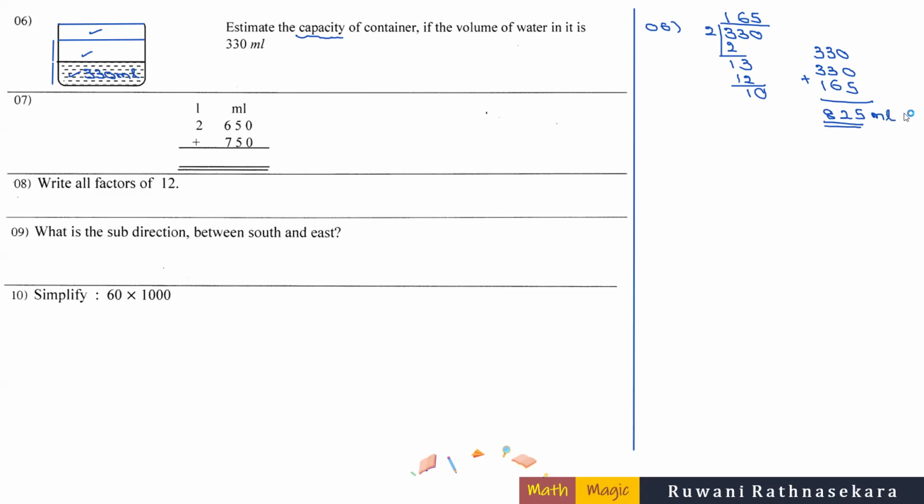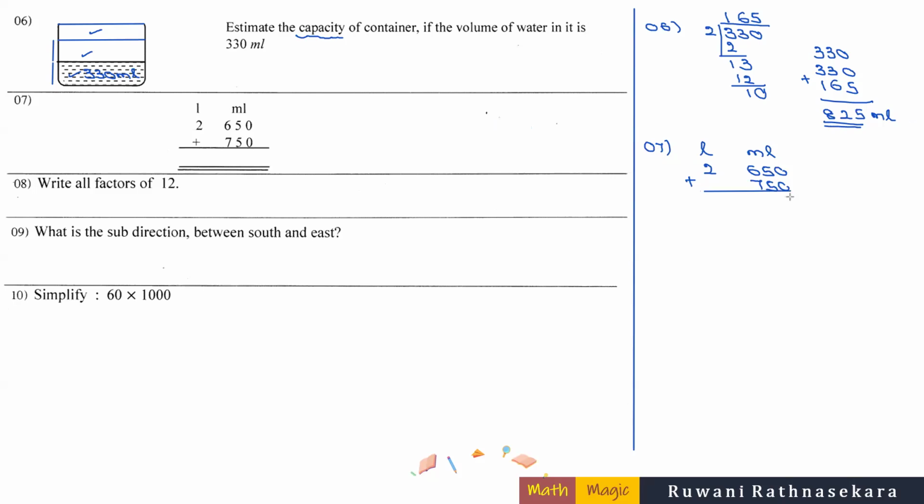825 milliliters. Right, the next one is a simple sum. But at the exam, you don't need to copy this to your answer sheet because you answer the questions in the paper itself. But here you have to answer this question separately. Therefore, you have to copy this to your answer sheet. 2 and 650, 750 to be added.